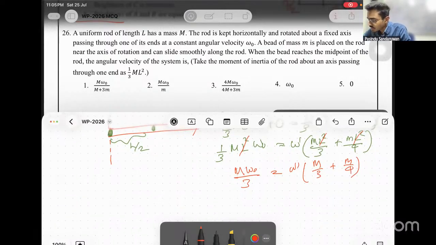Then to solve for omega dash, let's multiply everything by the common denominator 12. Then this becomes 4 capital M omega naught, and omega dash times 4 capital M plus 3 small m.